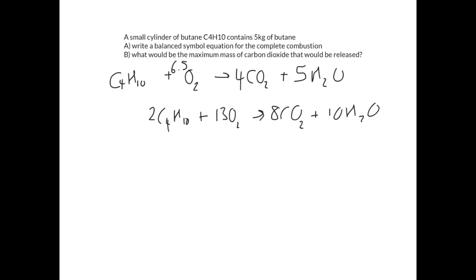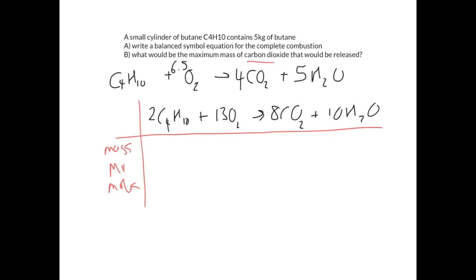Now in terms of working out the mass, I'm going to do it the way I've always done it, so we're going to turn it into a table. By the way, I redrew it so that we've got whole numbers because it will make it easier. So we write mass, MR, moles as the table. We look at the question, we're looking for the mass of CO2, so we're going to put an X under CO2. We know the mass of butane, it's 5 kilograms, but I'm going to convert that to grams, so that becomes 5,000.